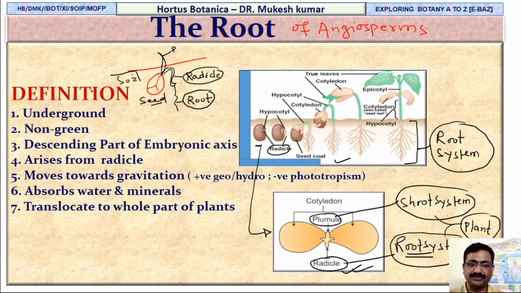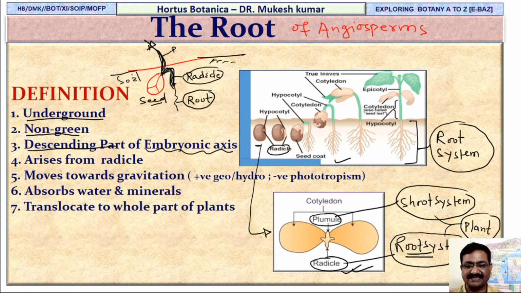So what we find? We find these roots are underground, yes, inside the soil. Second, since it is under soil, it is non-green. There will be no photosynthesis generally. Now, what you are finding, this radicle is growing downward. So the plumule is arising up, so this is ascending, but the radicle is going down. So this is the descending part of the embryonic axis.